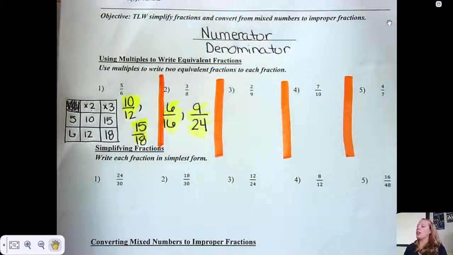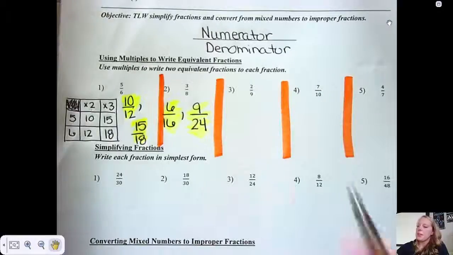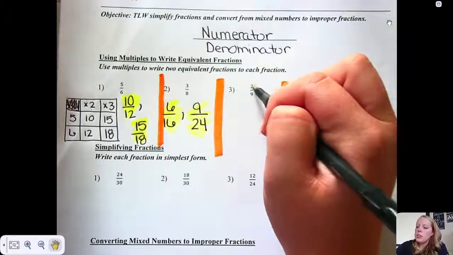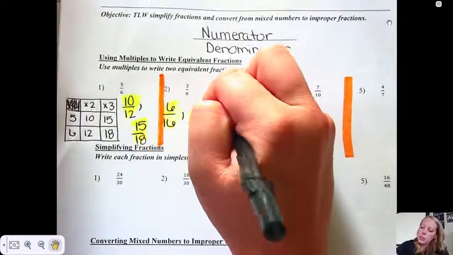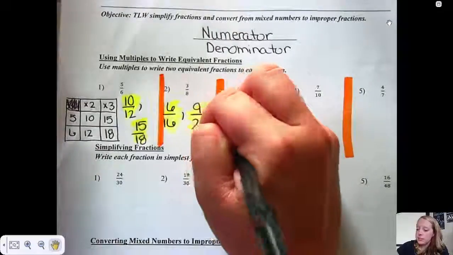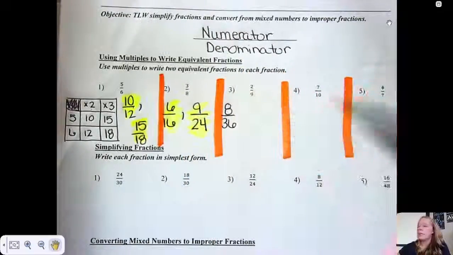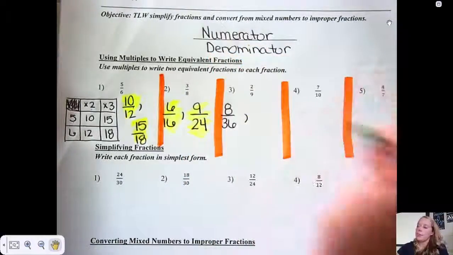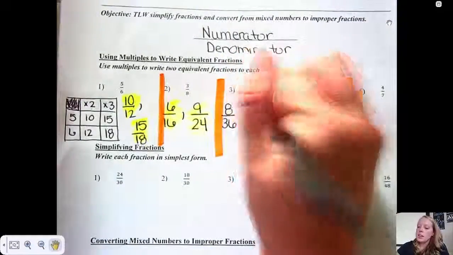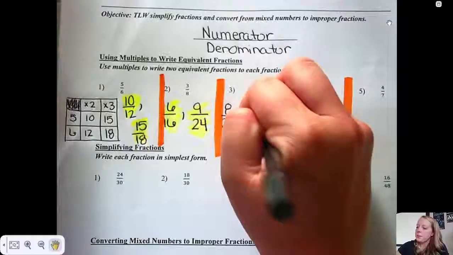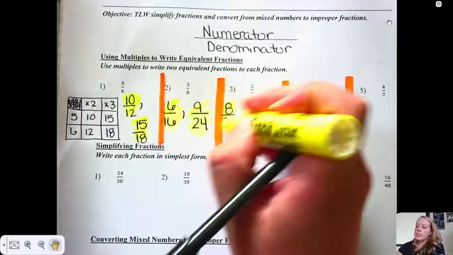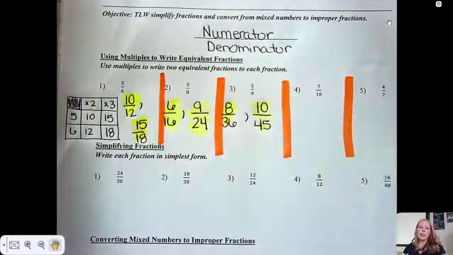Let's do one more together and let's change the numbers up a little bit. Instead of 2 and 3, let's do 4 and 5. Take both of these times 4. 2 times 4 is 8, and 9 times 4 would be 36. So 2/9 is the same as 8/36. Take them both times 5. 2 times 5 is 10. 9 times 5 is 45. So 10 over 45 is the same thing as 2/9.